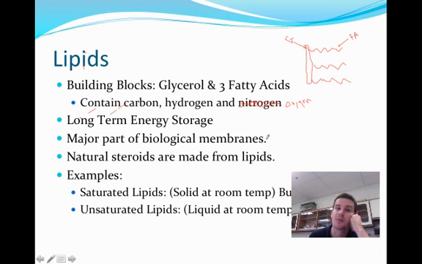Okay, natural steroids that are in the body, and there are natural steroids. They're not all like synthetic steroids. Natural steroids that you make in your body are synthesized from lipids. Okay, and then there are a couple examples here.